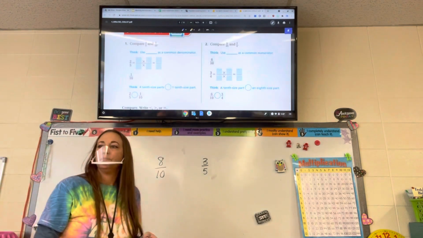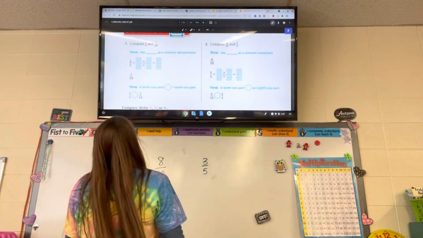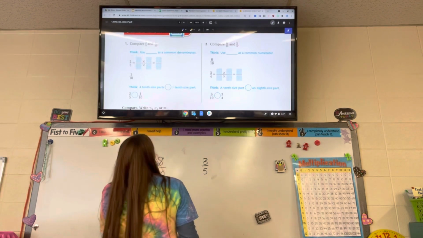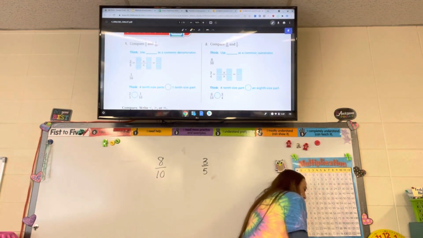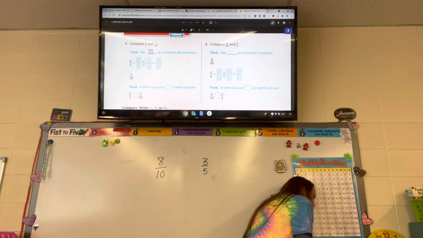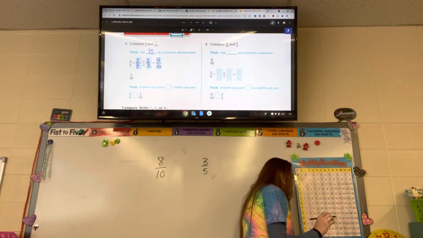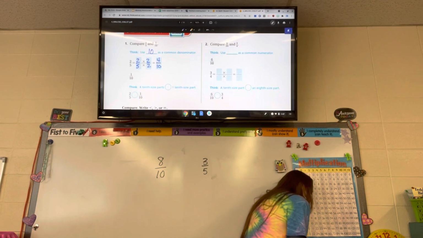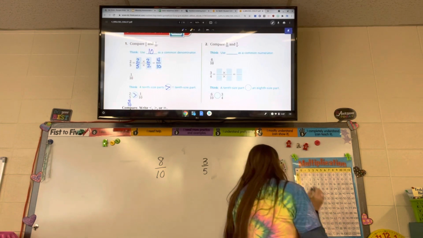Real quick. Okay. Compare 2/5 and 1/10. We're going to use 10 as our common denominator. We're going to take 2/5 and multiply it by 2 over 2 to get 10 on the bottom, and that turns 2/5 into 4/10. Since 4/10 size parts is greater than 1/10 size part, 2/5, which we figured out is equivalent to 4/10, is greater than 1/10. Okay?